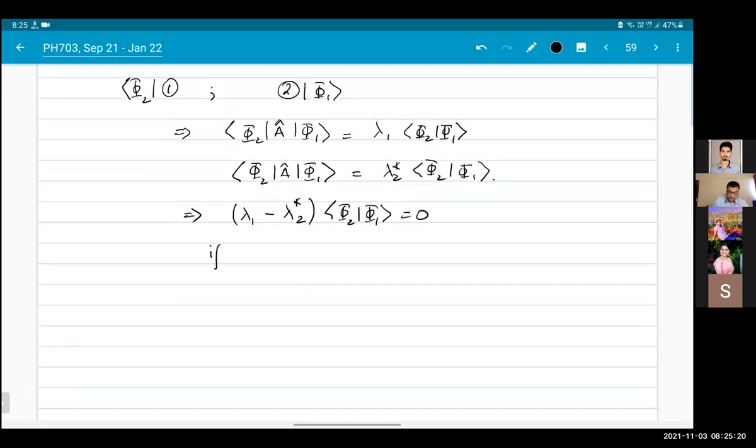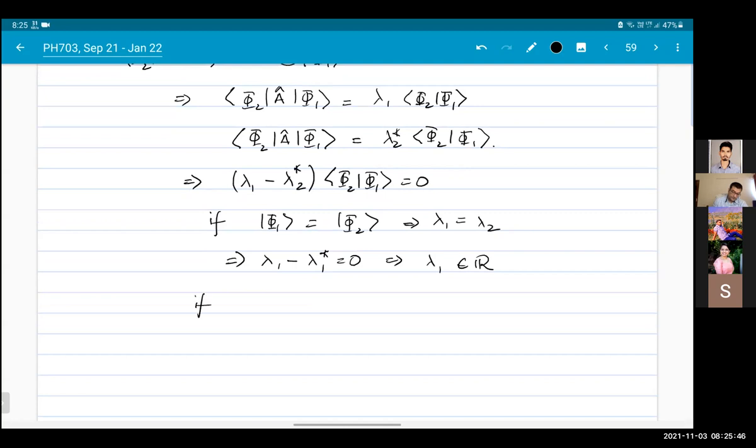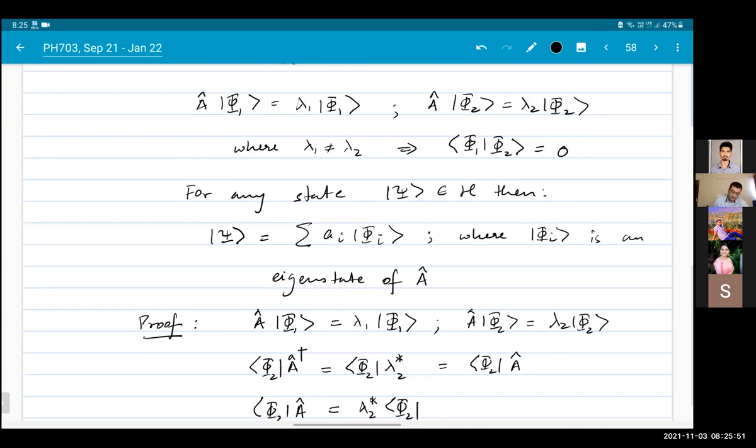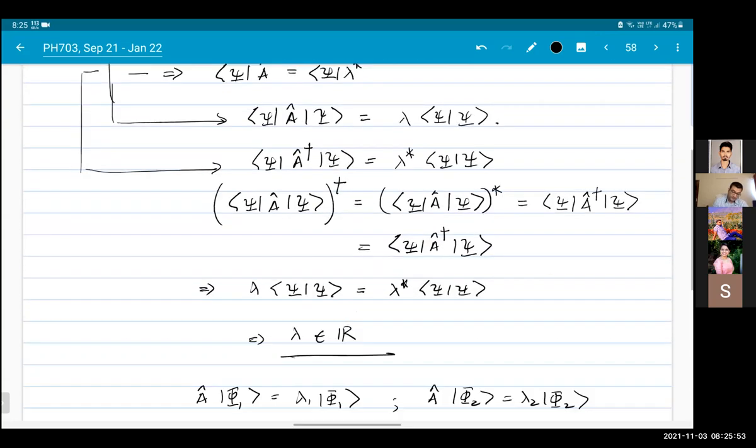Now, if these two eigenstates are the same, so if phi 1 is equal to phi 2, this means that lambda 1 is equal to lambda 2. And what the equation tells us is that lambda 1 minus lambda star is equal to 0, which means lambda 1 is a real number. So that proves the first statement that we had here.